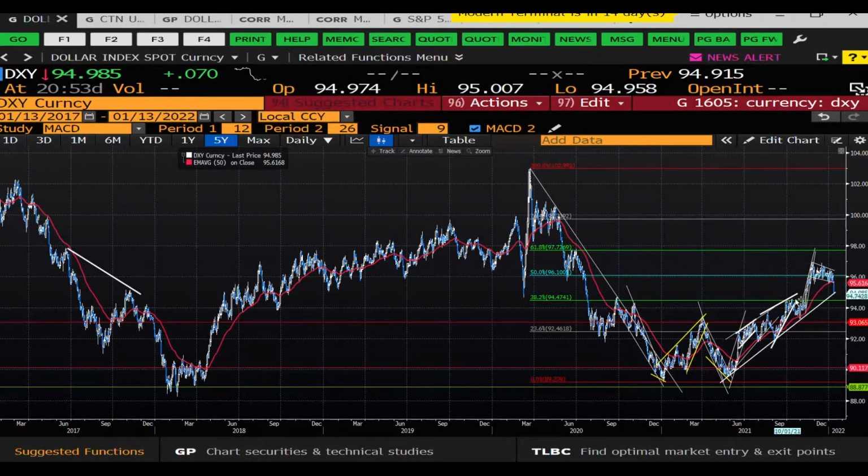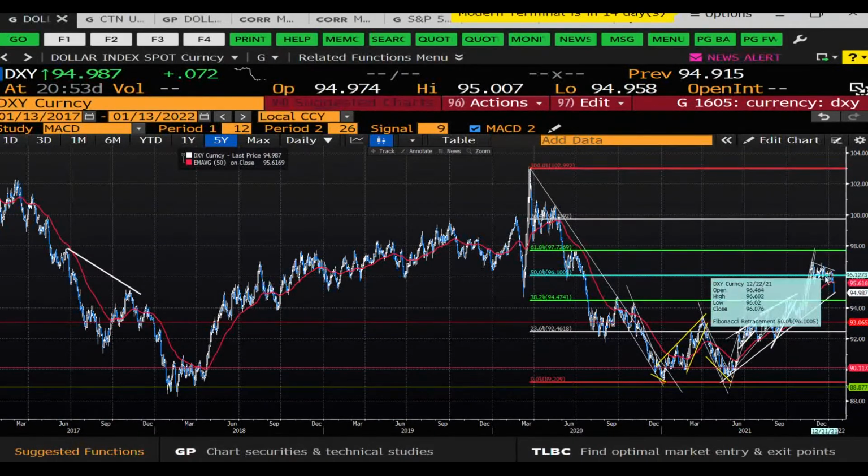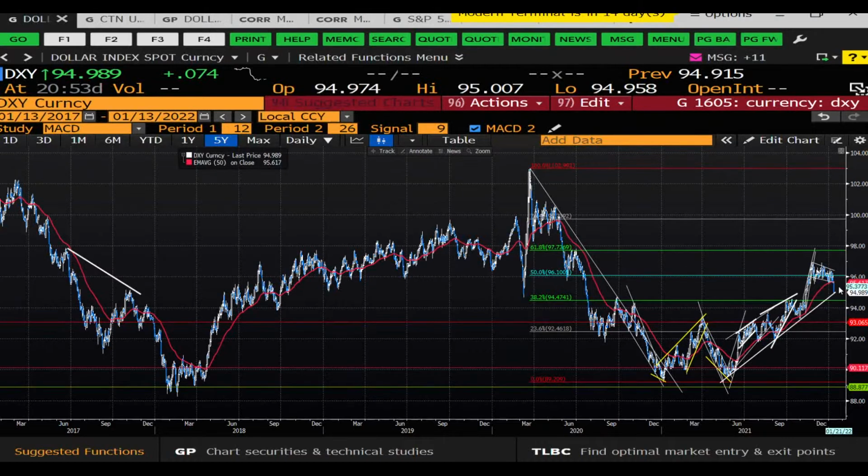Well, you can see that the dollar really struggled here with its 50% retracement range, and more recently has come off of that, and is now testing this uptrend and basically just fell below the all-important 50-day moving average, this red line here, which is beginning to roll over a bit, and that's a negative technical sign.